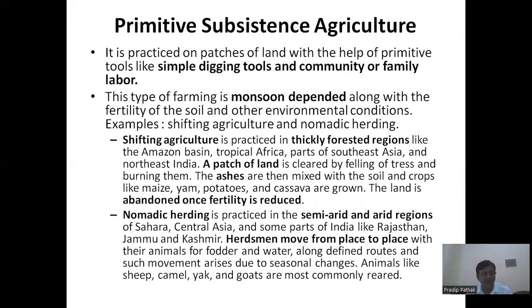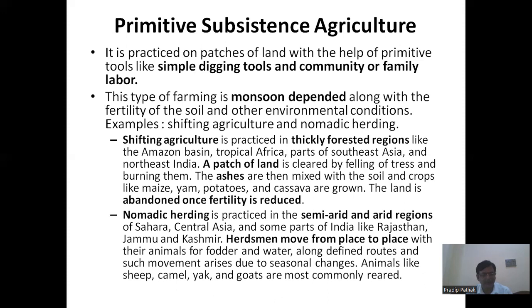So there are a few examples like shifting agriculture and nomadic herding. Let us see what shifting agriculture is. It's practiced in the thickly forested regions like the Amazon basin, tropical Africa, and similar patches. It may be there in some part of our country. Of course, it is not a very common scene, but at least somewhere across the country it could be like this.